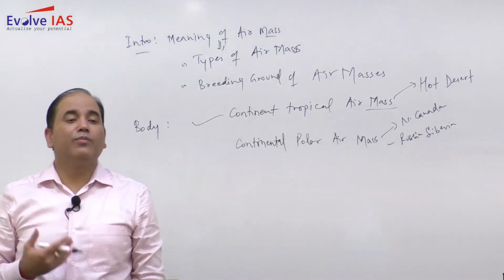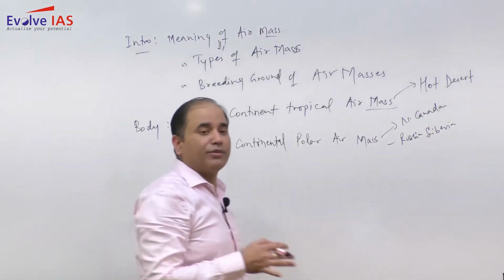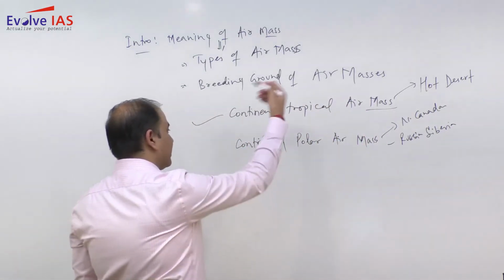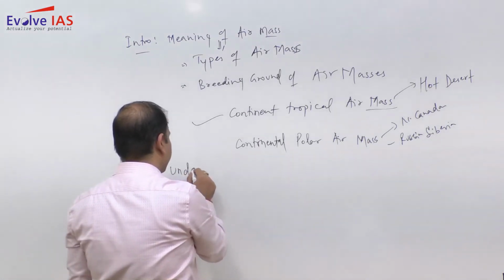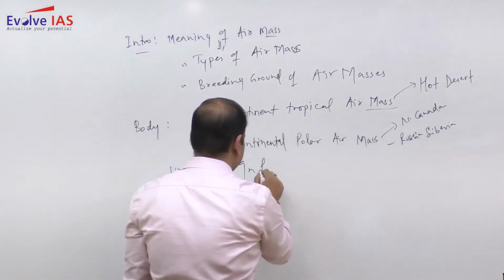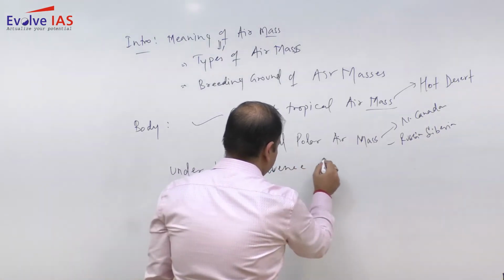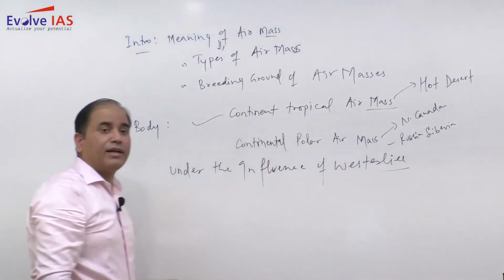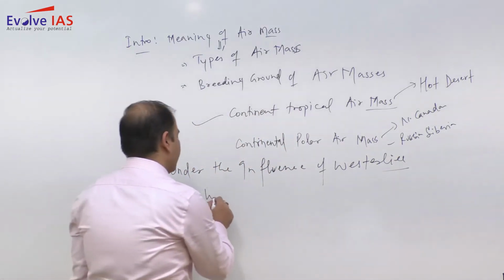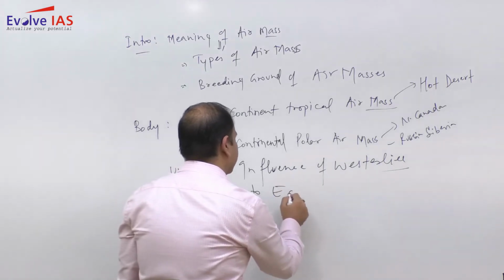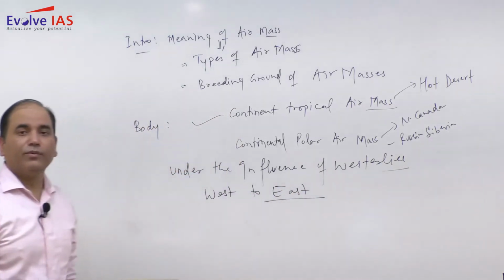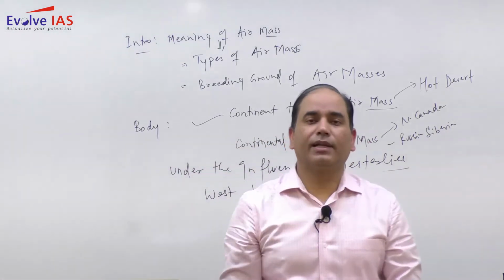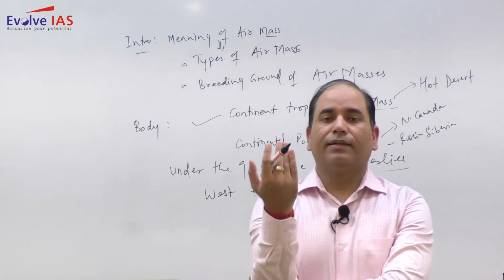Then the impacts of movements of air masses. Generally, most of the air masses after their initiation move under the influence of, in higher latitudes, the westerlies. So in mid and higher latitudes, they move from west to east, under the influence of the westerlies. Air masses will carry important physical characteristics.